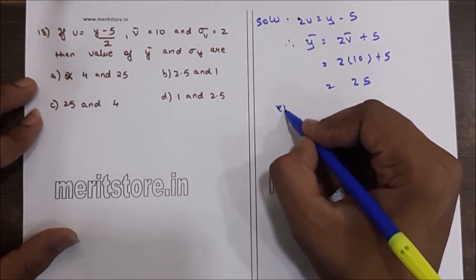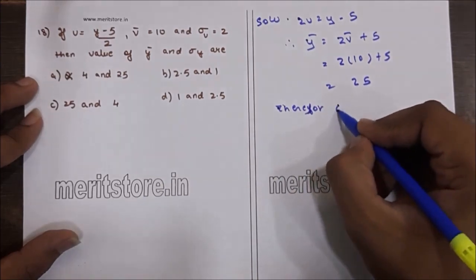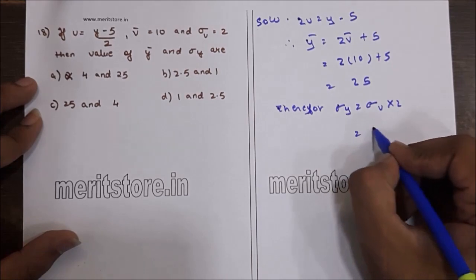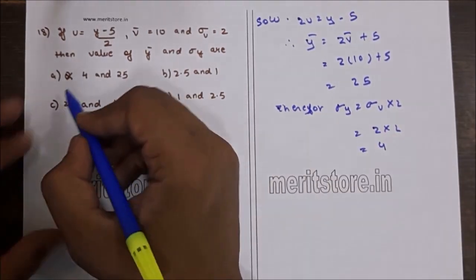After that, therefore, sigma y is equal to sigma v into 2. That is 2 into 2 is equal to 4. Therefore, option C is correct.